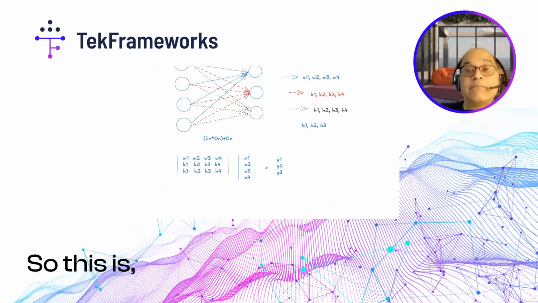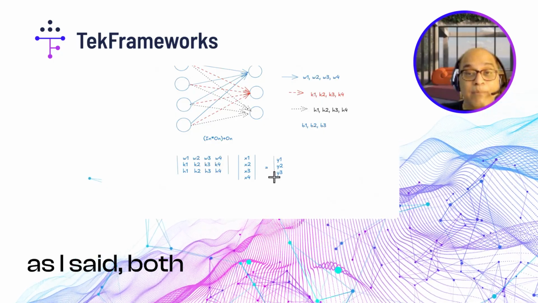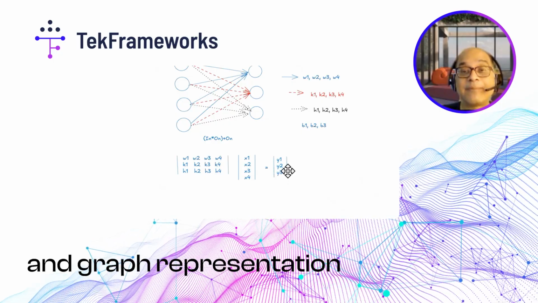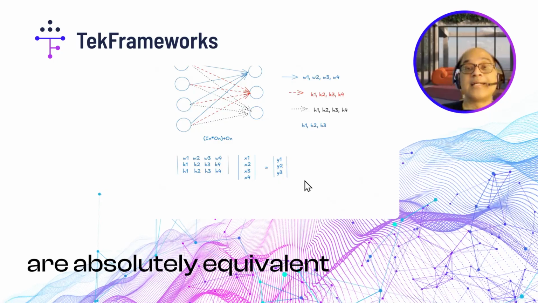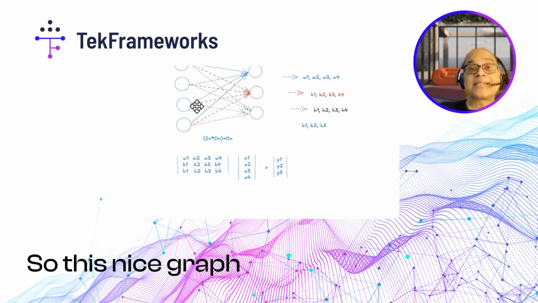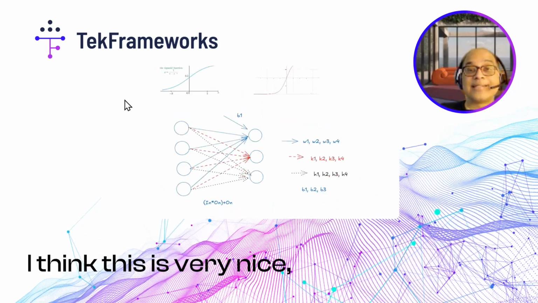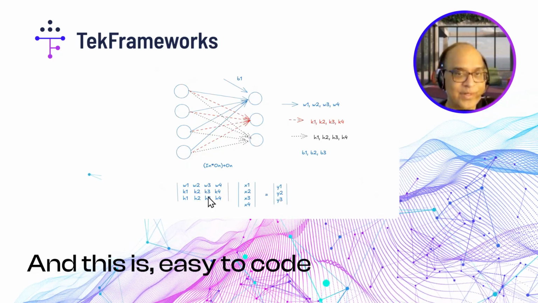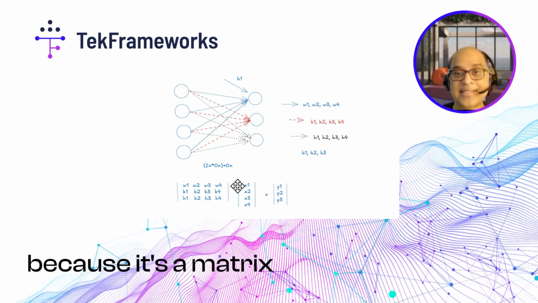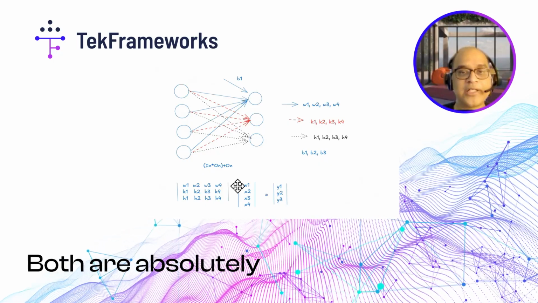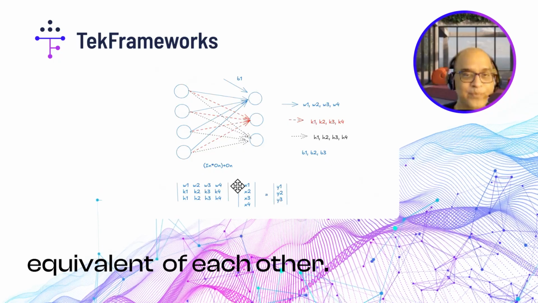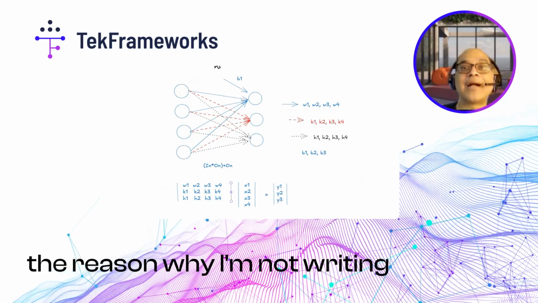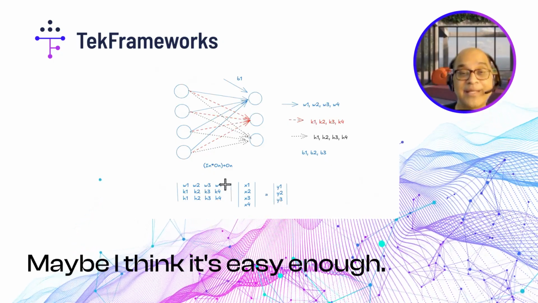So as I said, both the network representation and the graph representation are absolutely equivalent of each other. So this nice graph, I think this is very nice, sweet and easy to understand. And this is easy to code because it's a matrix multiplication. Both are absolutely equivalent of each other. The reason why I'm not writing is because maybe I think it's easy enough.